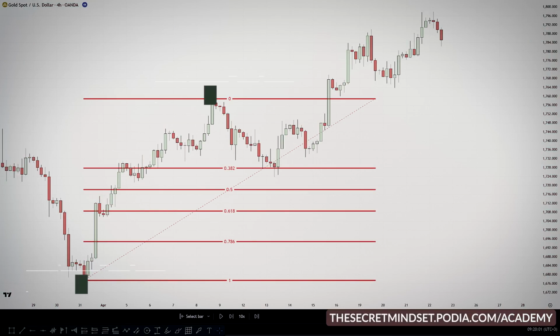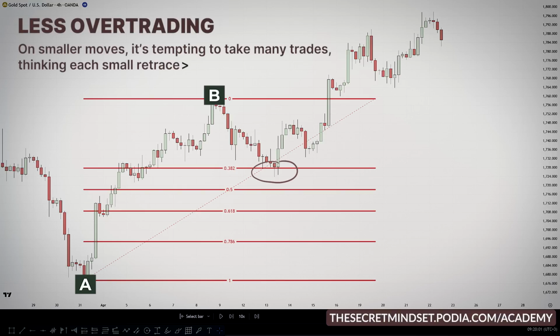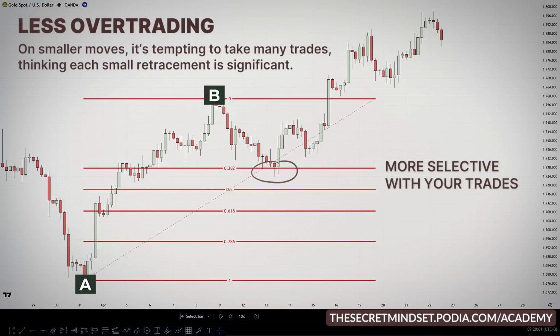Another benefit of placing Fibs on larger time frames is that it can help you avoid overtrading. When you focus on smaller moves, it's tempting to take many trades, thinking each small retracement is significant. But by zooming out and looking at the bigger picture, you can be more selective with your trades, focusing on the moves that are more likely to be significant.